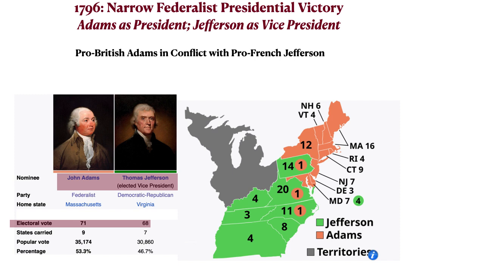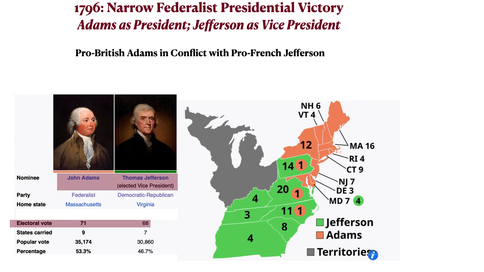That means, well, you can see Adams got 71 electoral votes. That was the most. Jefferson got 68. That was the second most. The problem was they didn't see eye to eye at all. They were increasingly separated by their ideas about foreign policy, about degrees of federal centralization, and so on.